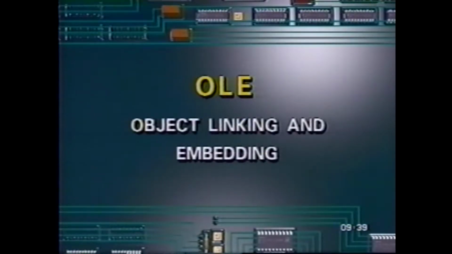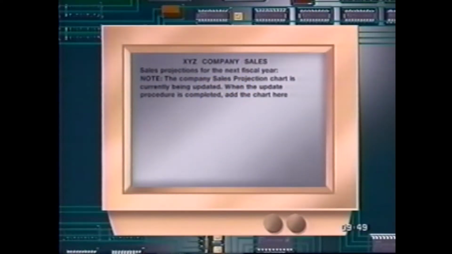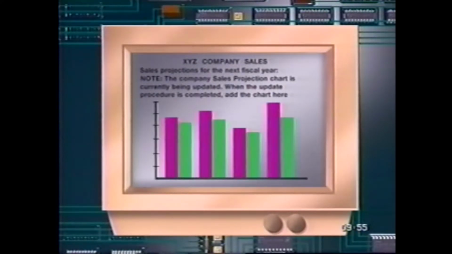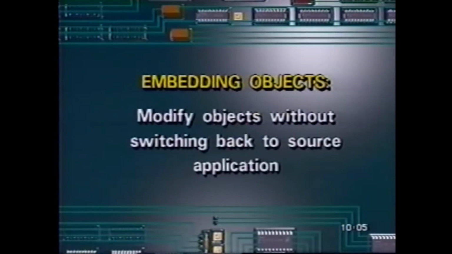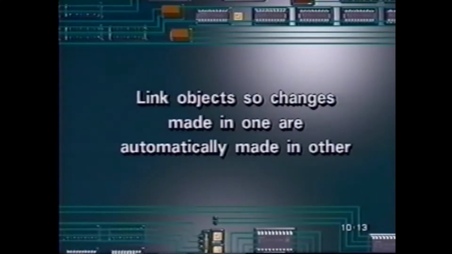OLE is short for Object Linking and Embedding. This feature allows you to share data in one application with another application. With OLE, you can create compound documents by embedding or linking an object from one application in another application. For example, you could embed a graph from a spreadsheet program like Excel in a different application, such as a word processing application. The great thing about embedding objects is that you can then modify the objects without having to switch back to the source application. In addition, OLE lets you link objects so that changes made to one linked document will automatically be made to the other.